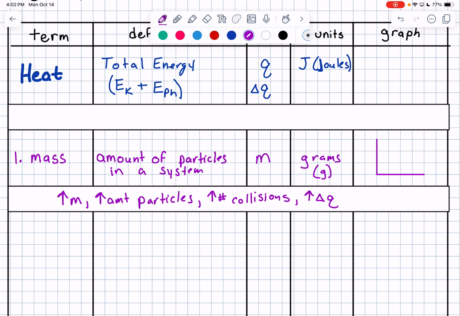And so, with our graph, when we talk about this, we're going to have change in heat, which is joules, is going to be our independent, because what we're changing is going to be our mass. And so, basically, as mass increases, the amount of change in heat is also going to increase. So it's going to be a direct relationship.